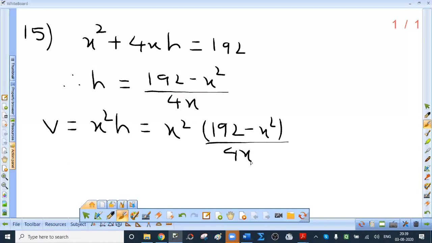Substitute the value of h. So we simplify this. 1x gets cancelled. So I can say this is 1 upon 4.